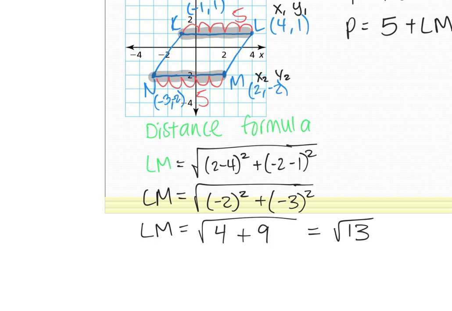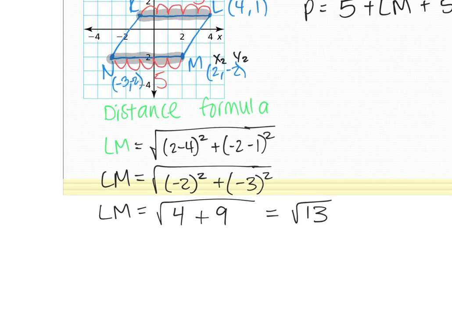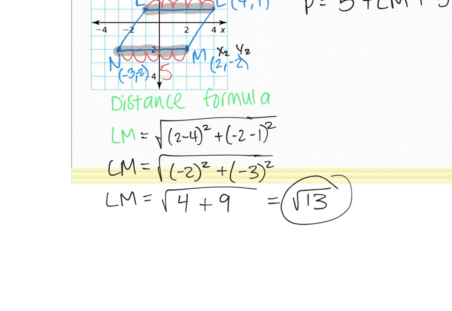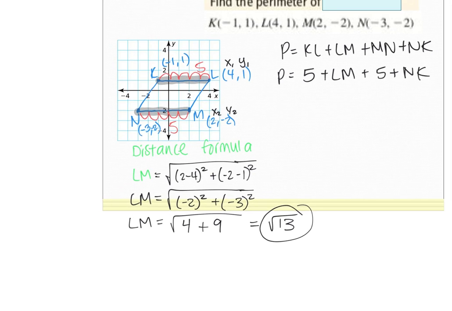Look to simplify. Is there any factor of 13 that's a perfect square? No. 13 has only factors of 1 and 13. Neither of those are perfect squares. Actually, 1 is, but we're not going to use 1. So we have the square root of 13. We're going to replace LM and NK with the square root of 13. So our perimeter is equal to 5 plus the square root of 13 plus 5 plus the square root of 13, because these two lengths are the square root of 13.